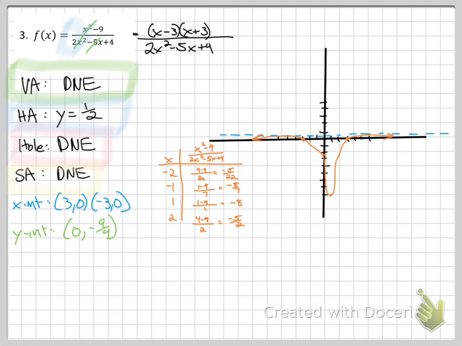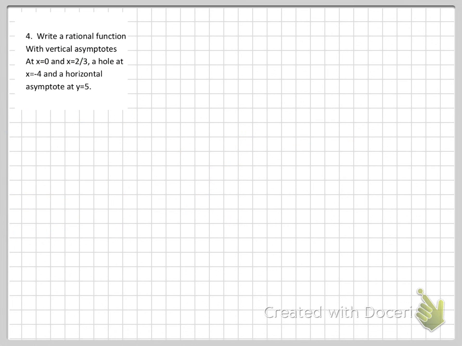Okay, we will practice this more in class, and I hope you're doing good. Hold on. Too soon. We have one more problem. So write a rational function with all this stuff. Okay, so I am going to color code it the way I have been. So vertical asymptotes, holes, horizontal asymptote, and it needs to be a function, so f of x or something like that.